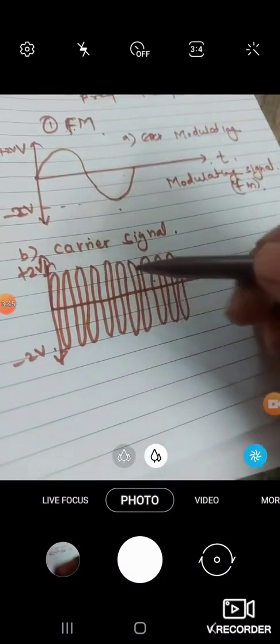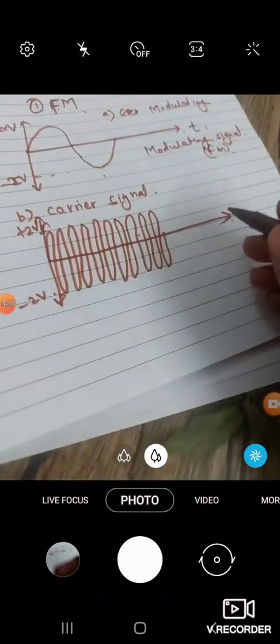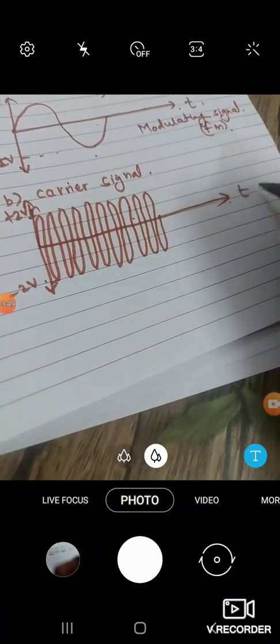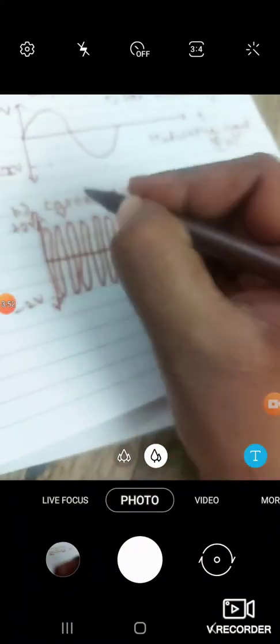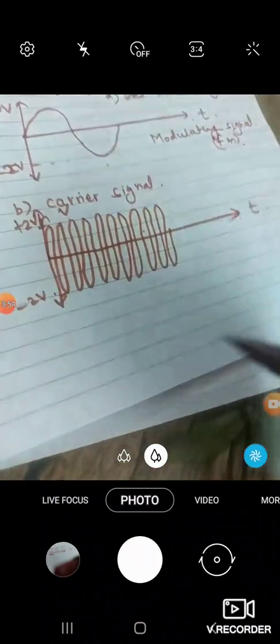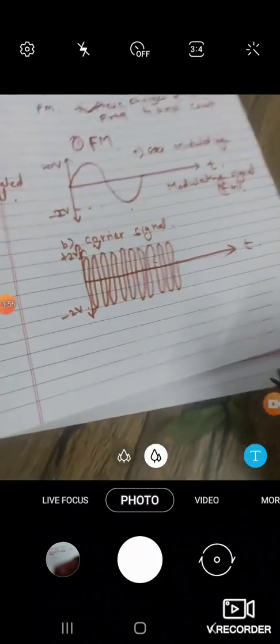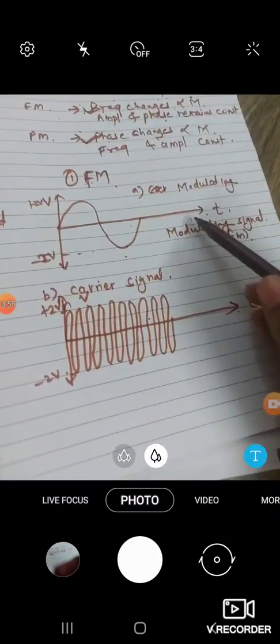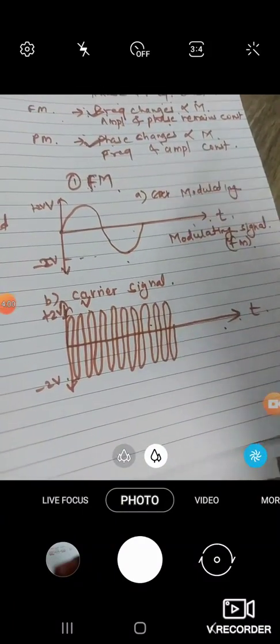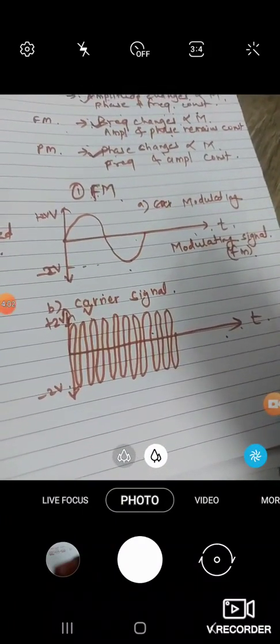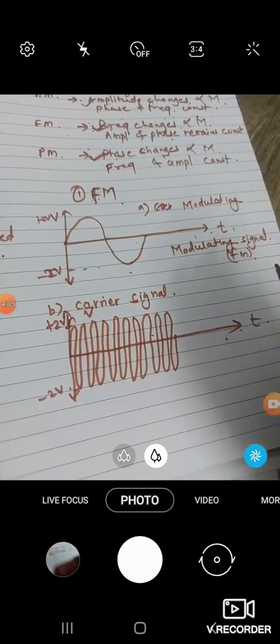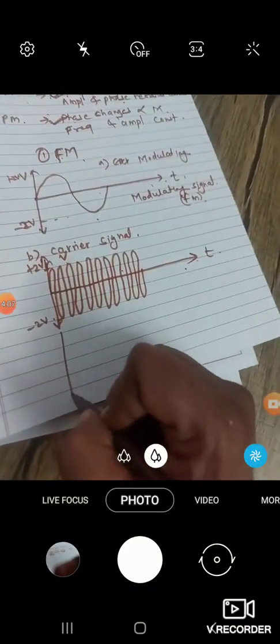So this is the carrier signal. Now this also has time on the x-axis and voltage or amplitude on the y-axis, and this is the waveform of the modulating signal and the carrier signal. Now we have to draw the diagram for the frequency modulated signal.